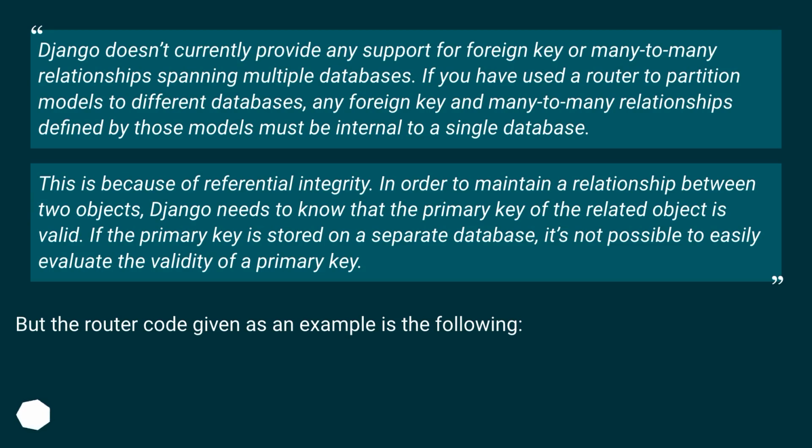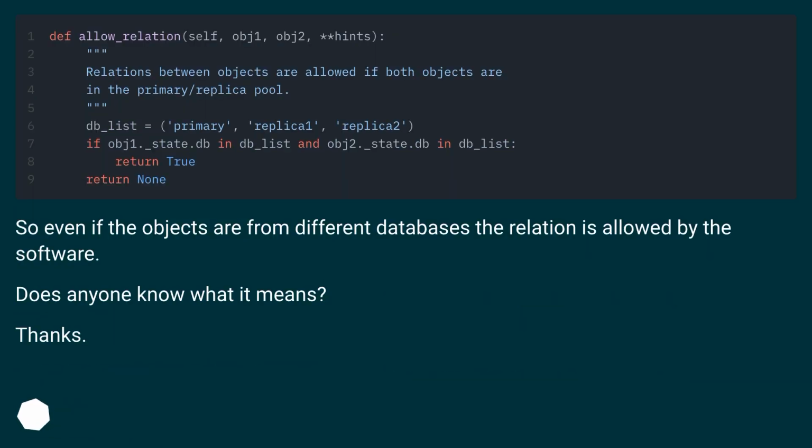But the router code given as an example is the following. So even if the objects are from different databases, the relation is allowed by the software. Does anyone know what it means? Thanks.